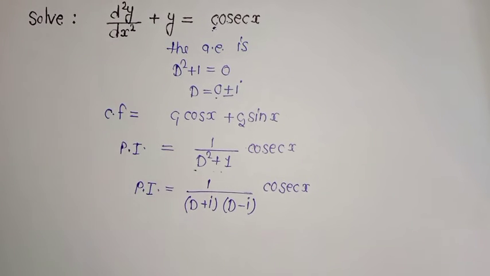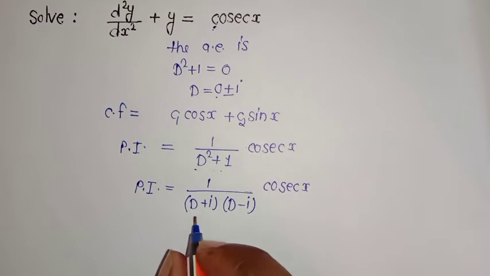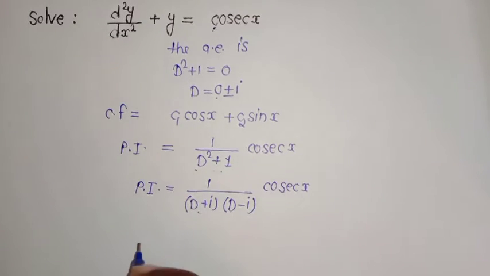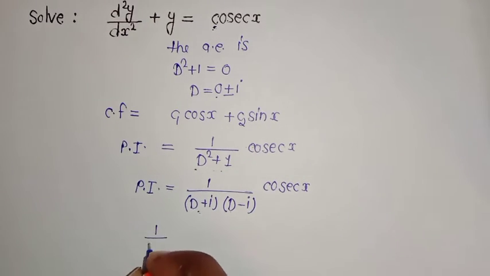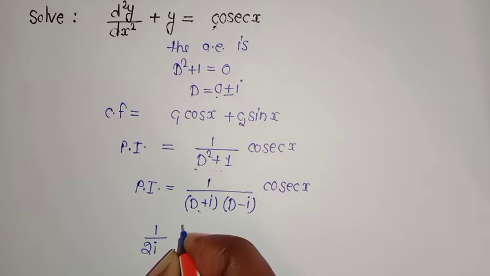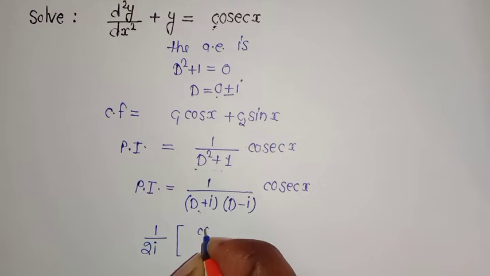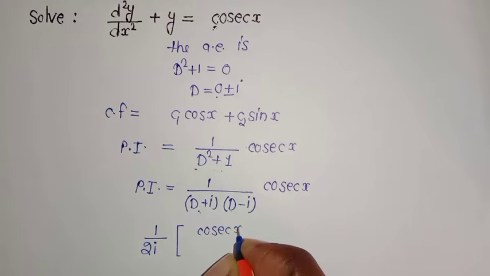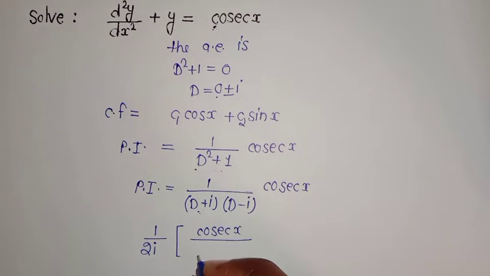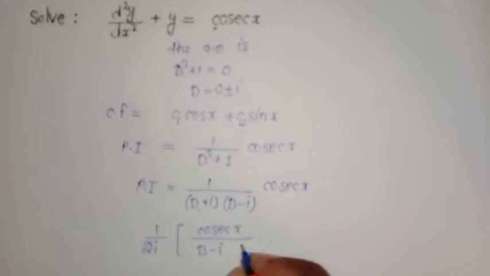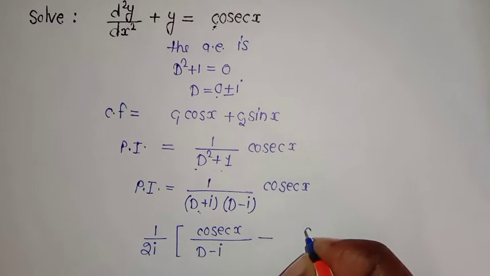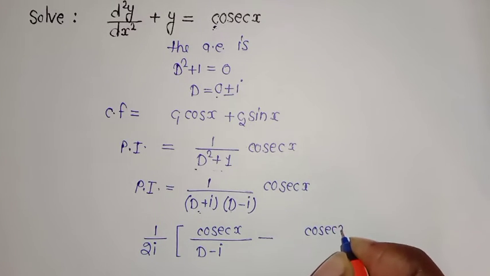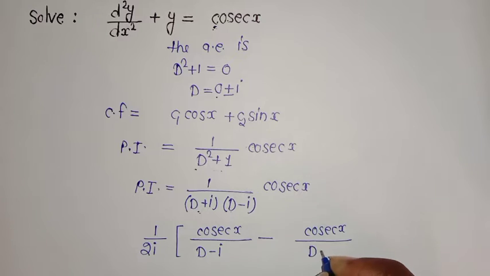Now we will take the partial fraction of this. So after taking the partial fraction of these two linear factors, I am going to write it directly. You can do it because this is a 12th class concept. So this is cosec x by 2i (D minus i) minus cosec x by 2i (D plus i).